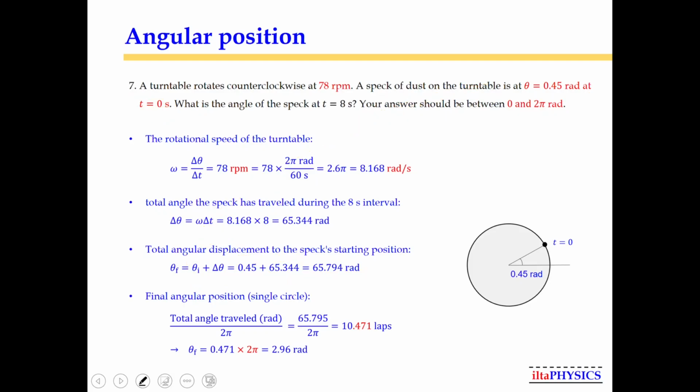Now if we divide that total rotation angle over 8 seconds by 2 pi, we get 10.471. The whole number 10 represents the total number of full rotations. Since the question is asking for the final angular position, we take the decimal part, 0.471, and multiply it by 2 pi. That gives us the final angular position of the dust in radians.